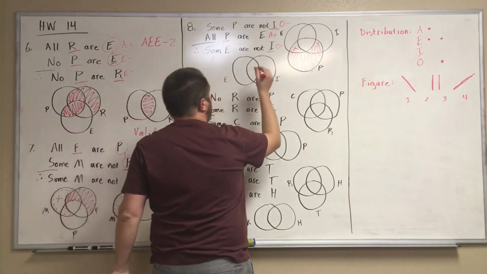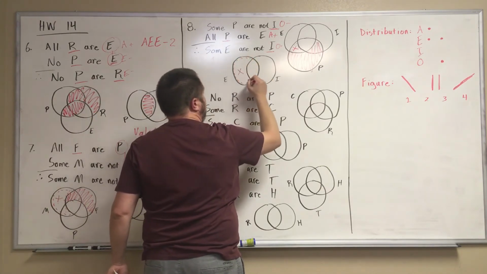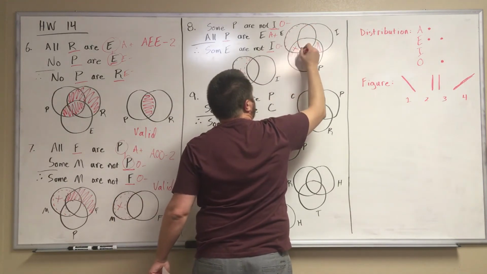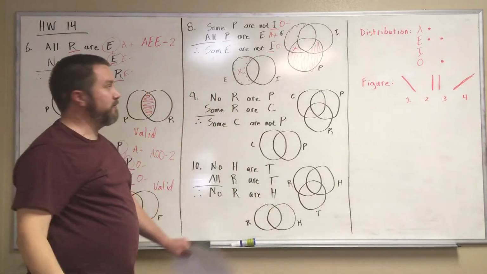So some E are not I, X over here. So we're just looking for an X somewhere in this crescent moon. Again, it doesn't matter where it is, but as long as it's in that crescent moon, we're good.